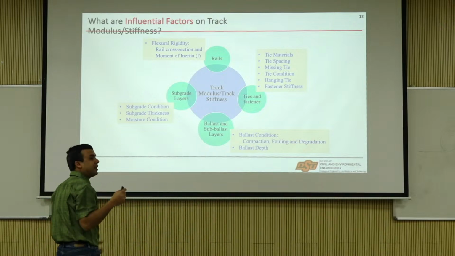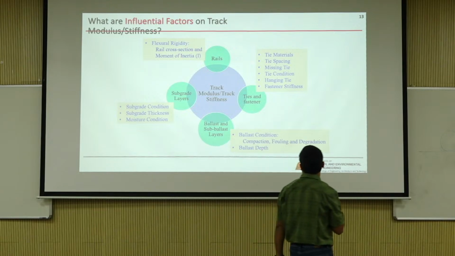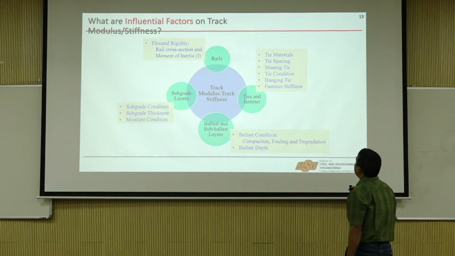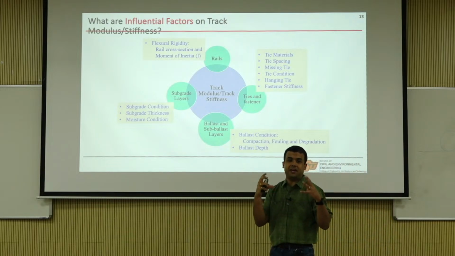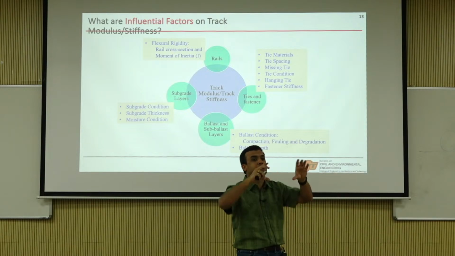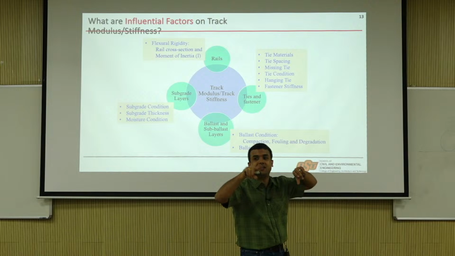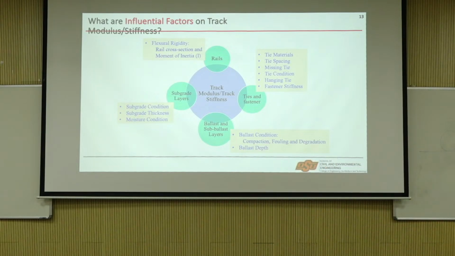So the flexural rigidity does affect quite a bit. Moment of inertia, cross section. For the ties, it's tie materials, concrete, wood. What is the stiffness? What is the E value? What is the I value? Because now we're talking about bending, right? EI, bending stiffness. You calculated that quite a bit in structural analysis. So that's EI.